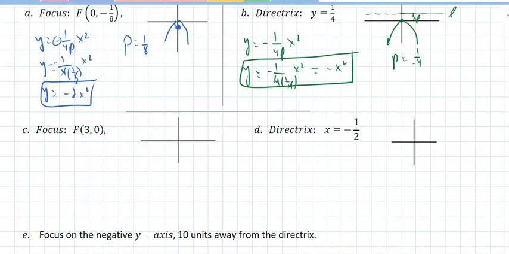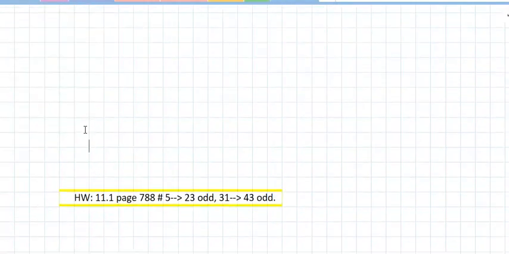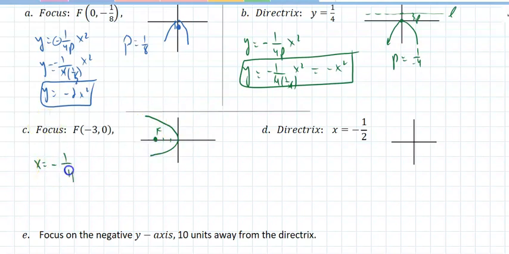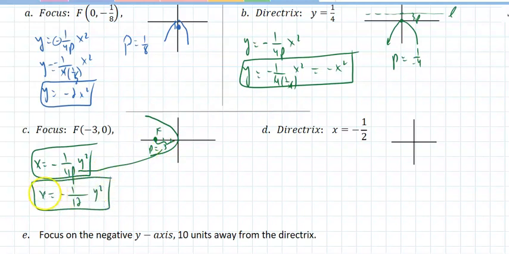What if they told me the focus is at negative 3, 0? If they said the focus is at negative 3, 0, if this is the focus, the graph must look like this. It is x equal negative 1 over 4p y squared. What's missing? P. Well, isn't that p? So x equal negative 1 over, if you put a 3 right there, isn't that 12y squared? The back of the book might write that as y squared equal negative 12x, but you could handle that, right?